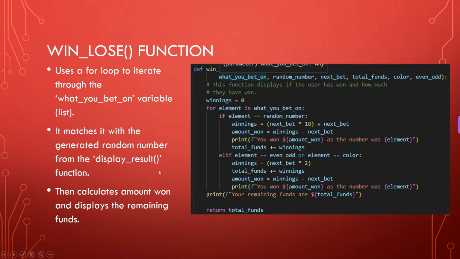The win-lose function uses a loop to iterate through the what you bet on variable. It matches it with the generated random number from the display result function. Then calculates the amount won and displays the remaining funds.